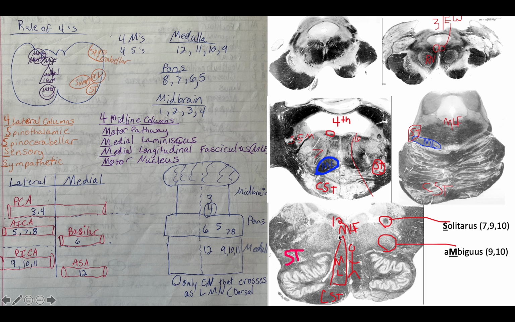So if you had a medial medullary problem, these guys would be affected. However, if you had a lateral medullary problem, say for example your PICA, your posterior inferior cerebellar artery, became hypotensive or ischemic, which is a very popular style of question, then you would lose anything out here, such as your spinothalamic tract, along with the function of your solitarius and ambiguus. So you would see cranial nerve 7, 9, 10 involvement as well with your lateral medullary symptoms.